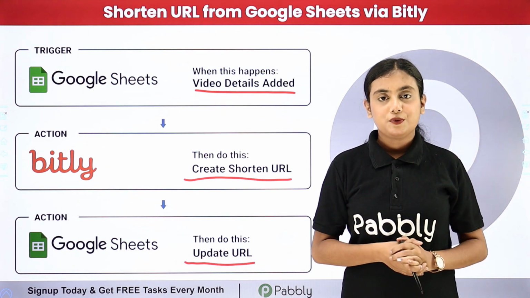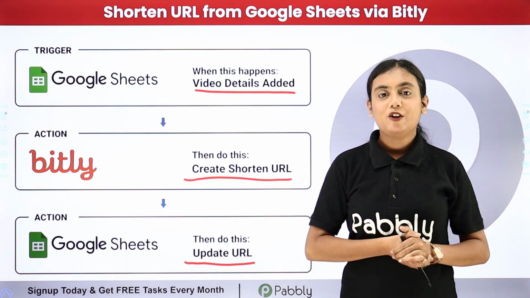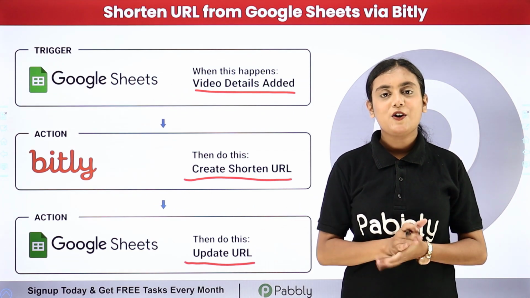For that, what we are going to do is simply create an automation between Google Sheets and Bitly with the help of Pabbly Connect. So if you want to learn how to do this automation, then let me take you all to my screen.